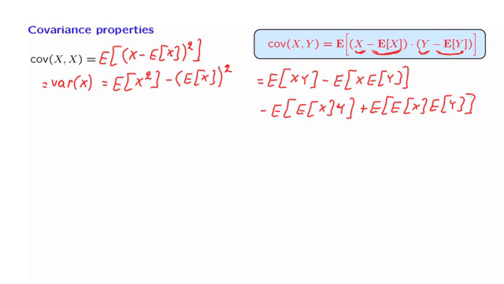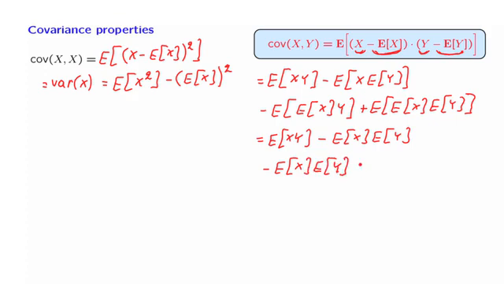Now, remember that the expected value of a random variable is a number, it's a constant, and constants can be pulled outside expectations. So if we do that, what we obtain is the following. We pull this constant outside the expectation and we're left with the expected value of x times the expected value of y. Similarly, for the next term, by pulling a constant outside the expectation, we obtain this expression. And finally, for the last term, we have the expected value of a constant, and this is the same as the constant itself.